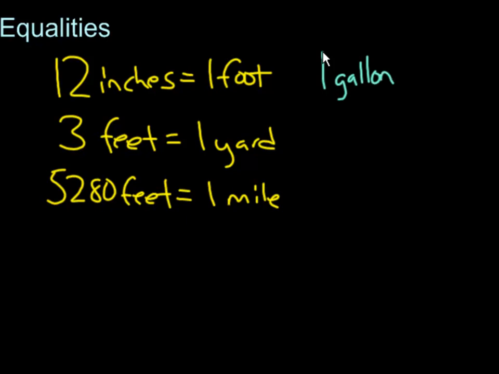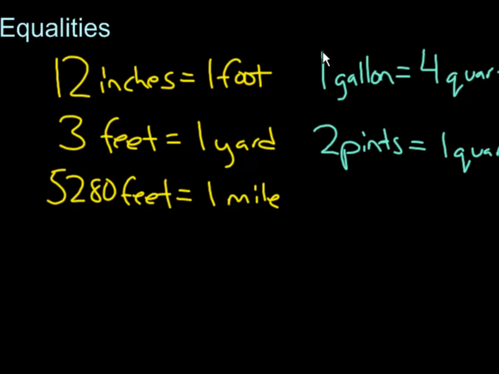If we were going to do some non-distance measurements, we could say something like 1 gallon equals 4 quarts. We could then say how many pints are in a quart, rather. So 2 pints equals 1 quart. And then so what's a pint? Well, we then know that 2 cups equals 1 pint. These are all, again, just equalities. They're 2 different types of measurements that are equal to each other.